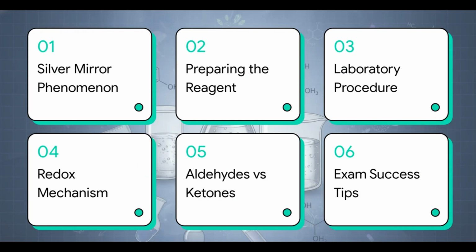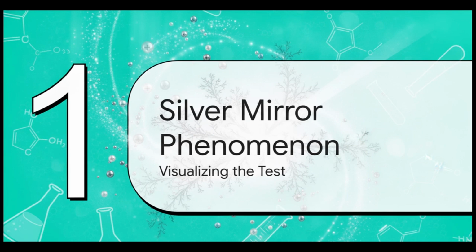Okay, so here's our structured roadmap for today. We're going to cover the silver mirror phenomenon, preparing Tollens reagent, the actual laboratory procedure, the redox reaction mechanism, aldehydes versus ketones, and we'll wrap up with some A-level exam success tips. Let's dive right in. All right, section 1, the silver mirror phenomenon, visualizing the test.